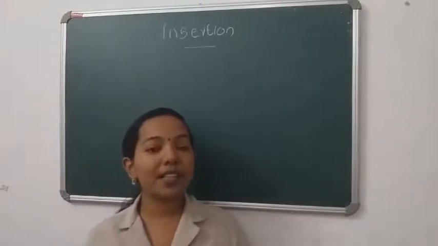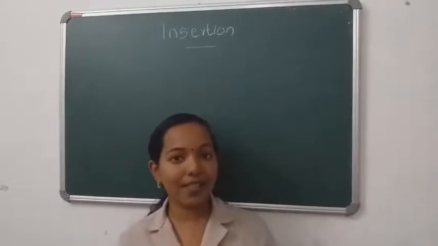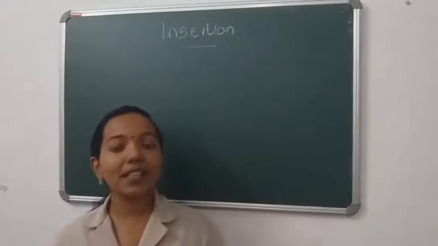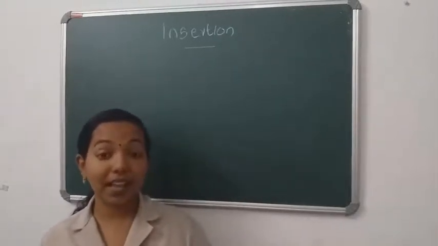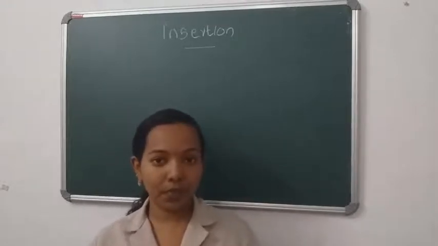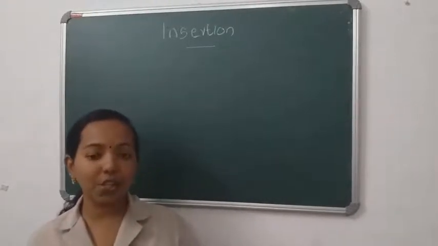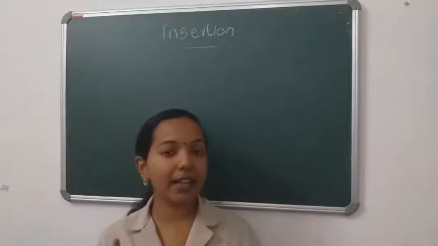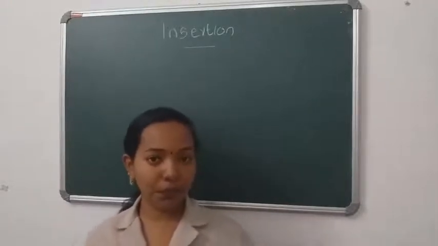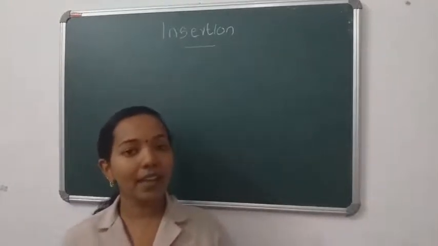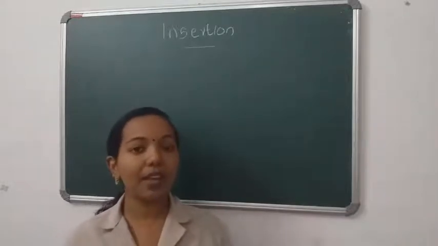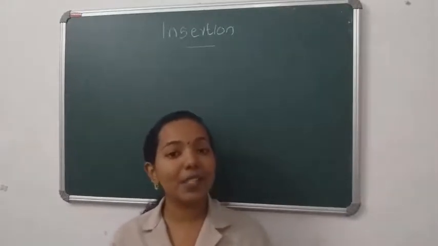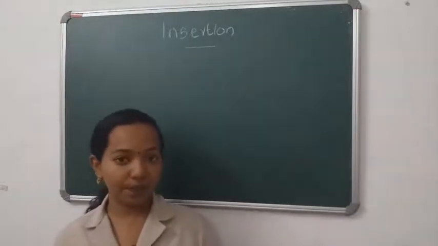Then we already discussed one data structure called stack. In stack, insertion and deletion take place at one end, that end is called top. At top we are inserting elements, and also from top we are deleting elements. So insertion and deletion take place at one end.